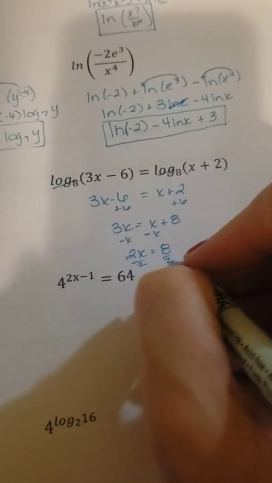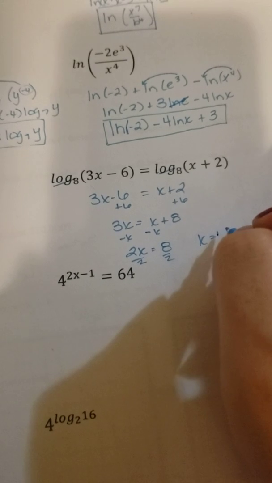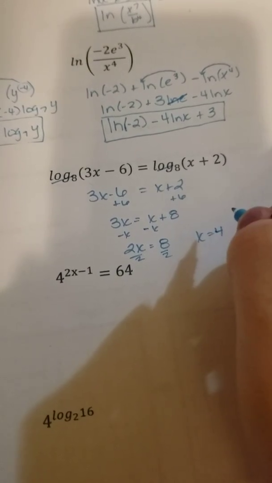If I divide both sides by 2, I get x equals 4.